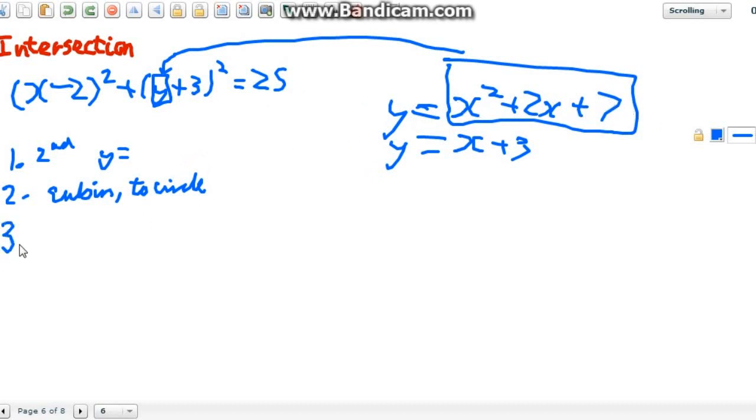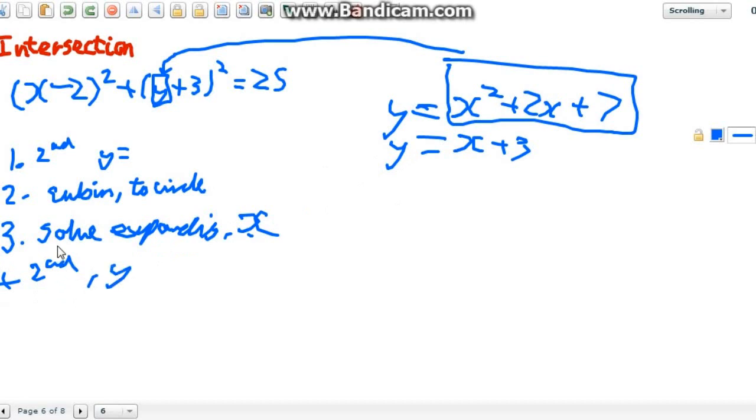So then once you've done that, you'll have an equation that's just for x, and you can solve this by expanding the brackets, and you can solve this to get points for x. The final step is to use that value of x you've got in your second equation to find y.